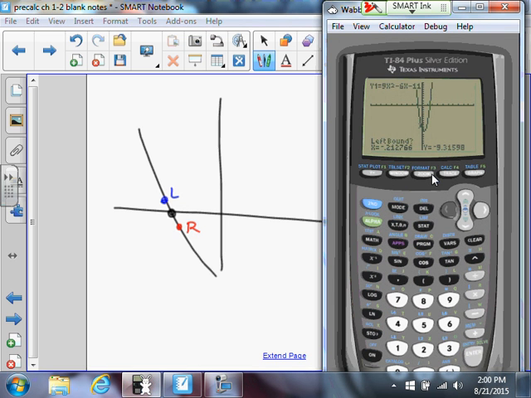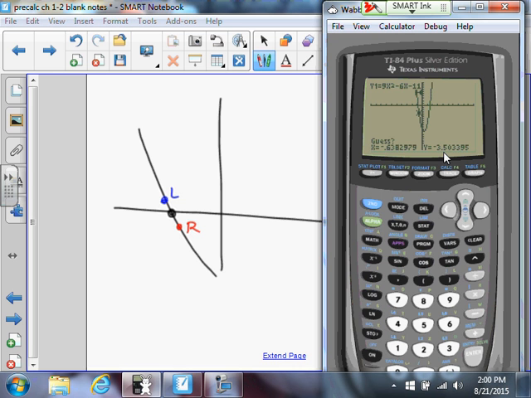Okay, so when it says left bound, I want to get on the left of what I'm trying to find, but as close as I can, okay? So notice how my y value is 0.625 here. That's good. That means I'm above the axis. That's what I want. So I'm going to hit enter. Now a right bound, I need a negative value for the y. So I'm going to go to the right. Notice how I'm below the axis. I'm going to hit enter.